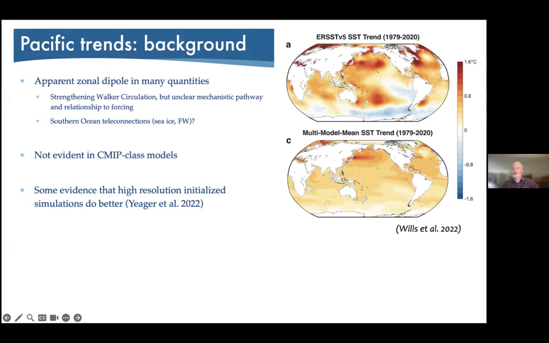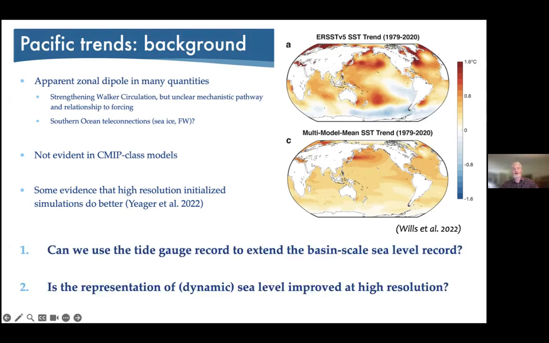So that sets the stage for the second part of this talk, which really revolves around these two questions. The first is, can we use the tide gauge record to extend what we have from basin scale sea level, which is really just from the altimeter record starting in 1993? And then we're going to ask whether the representation of that large-scale trend is improved in high-resolution models.